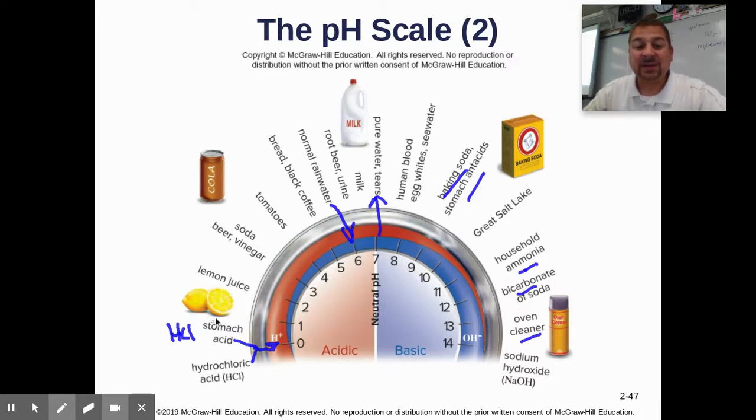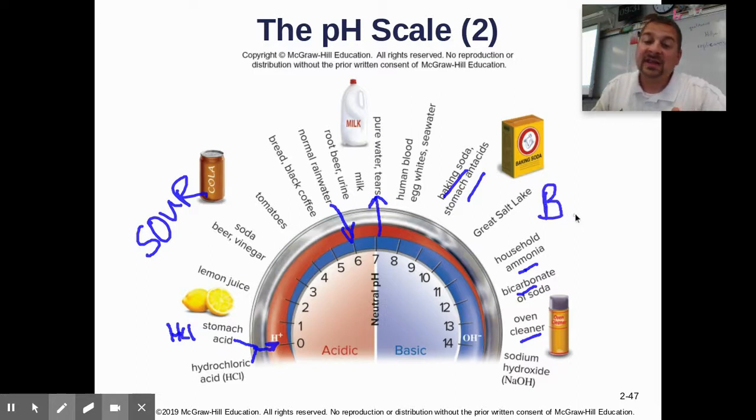Also, if you taste some acids, on the acidic side, acids tend to taste sour. If you've ever had your mouth washed out with soap because you were saying naughty words, bases tend to taste bitter. Bases, bitter, and if you feel them, they almost have kind of a slimy feel sometimes, whereas acids tend to taste sour.